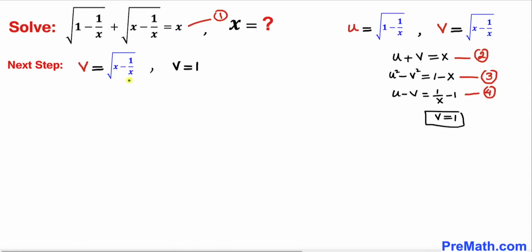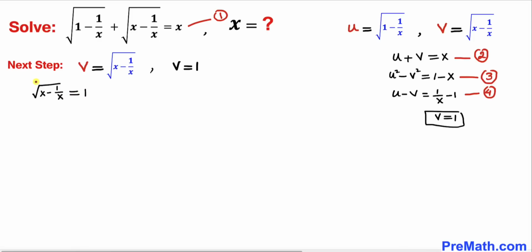And here's our next step. Let's recall our v is equal to this square root of x minus 1 over x, and v's value is 1. Now let's go ahead and compare these two equations. So we can see that we can write square root of x minus 1 divided by x equals 1.